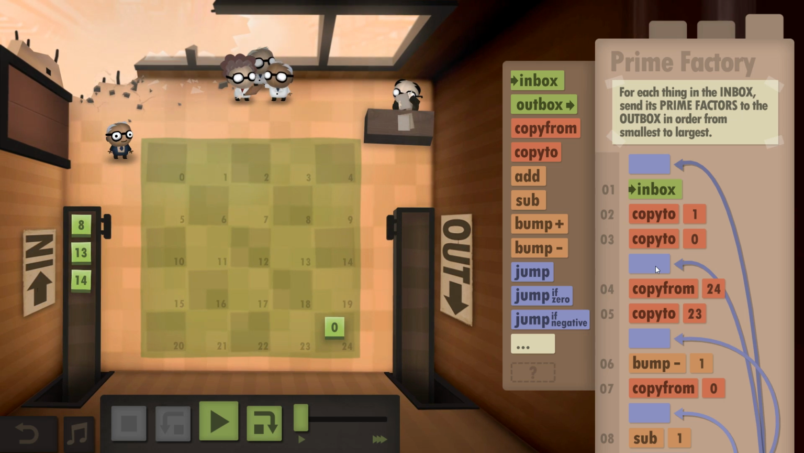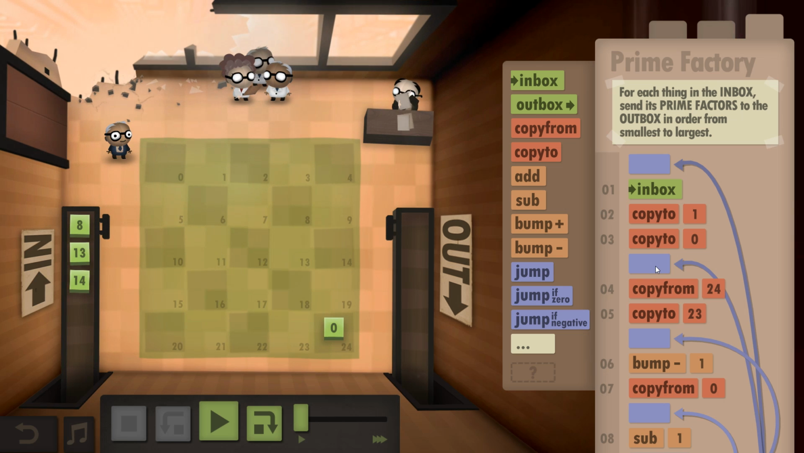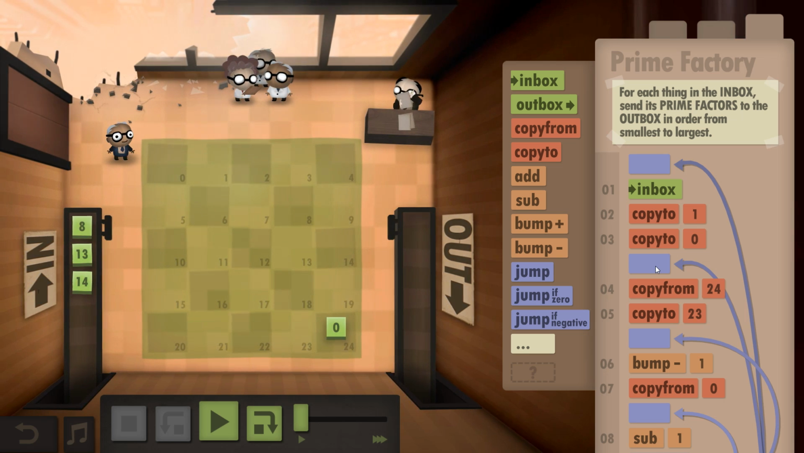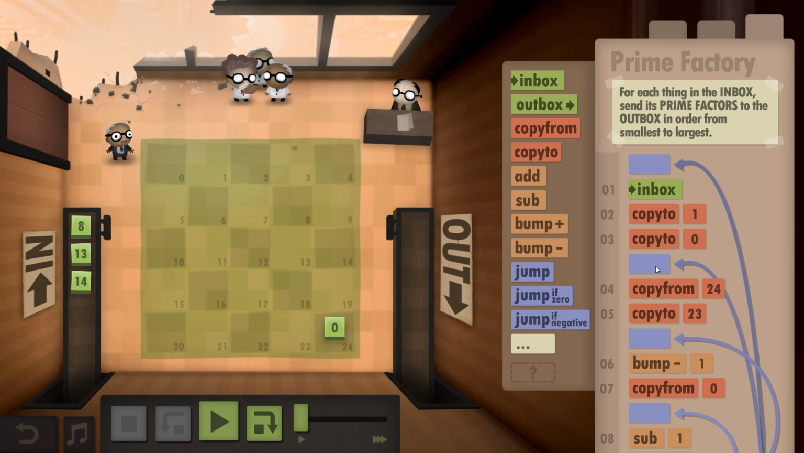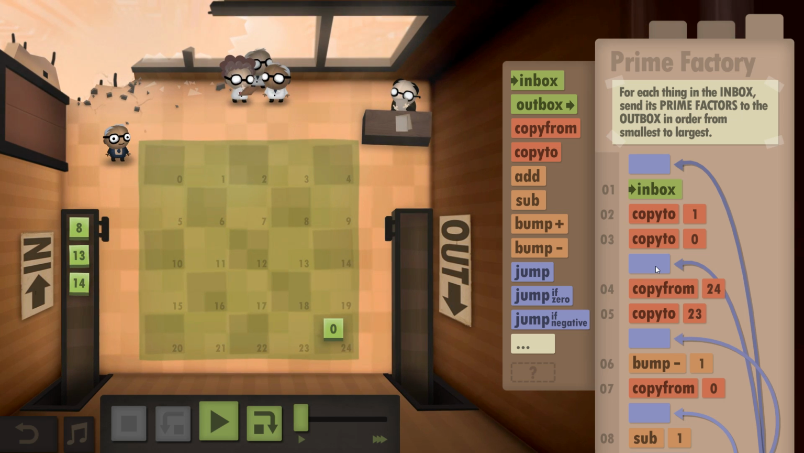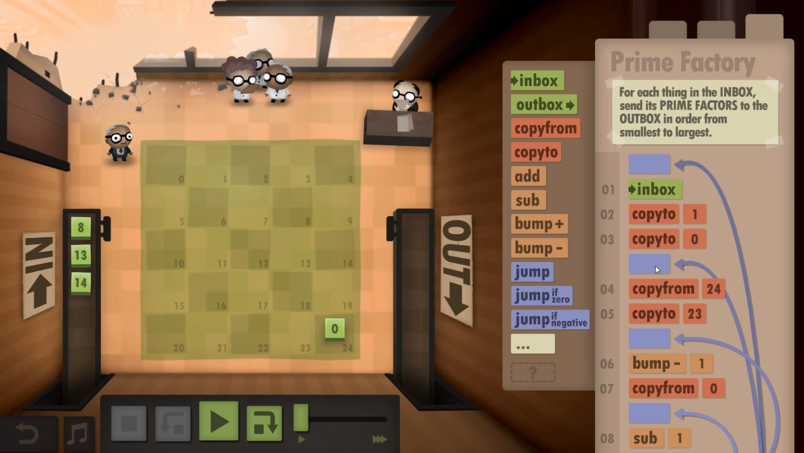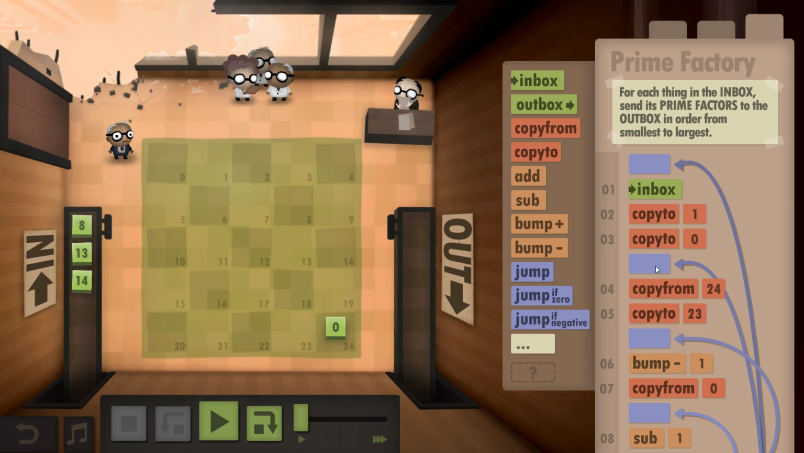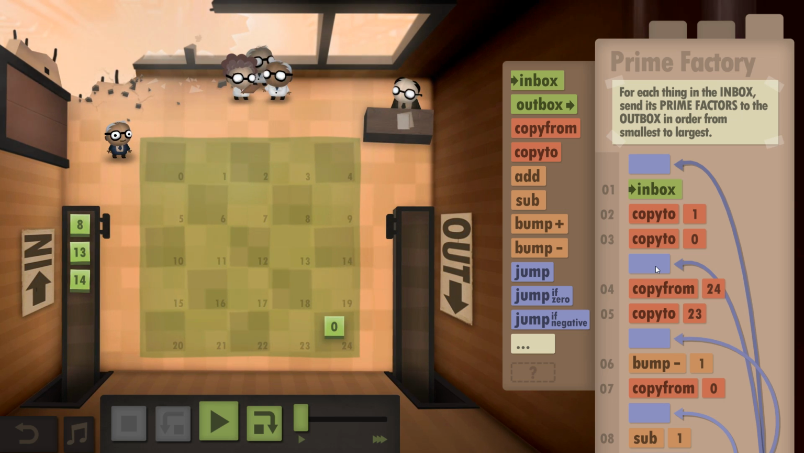2 steps for 13, 3 steps for 17, 2 steps for 19, so that would be a total of 4, 6, 8, 10, 13, 15, 17, 20 steps. 20 steps just to set up the prime number list. And then I would have to subtract. For each input I would have to test. So I would do inbox and then subtract the first prime number.